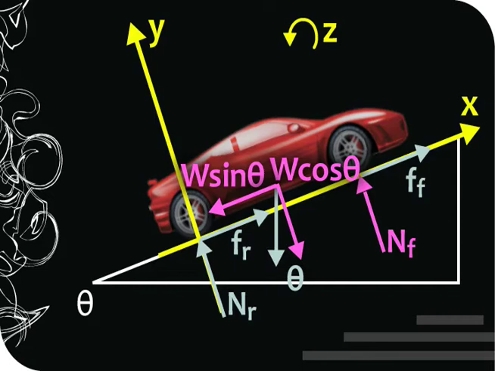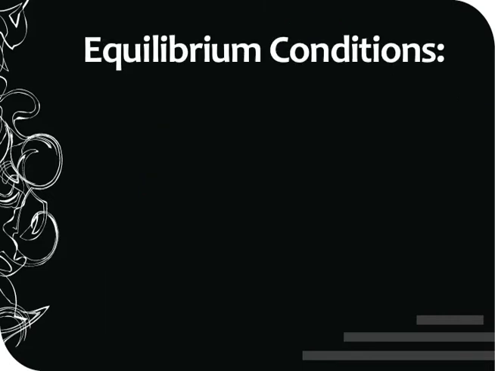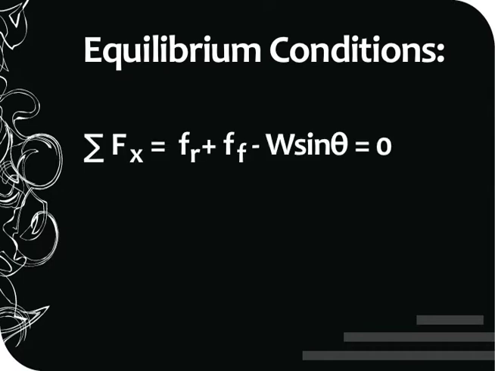Both friction forces and the rear normal force have lines of action that intersect the point about which we are taking our moments. Thus, they create no moment. Our equilibrium conditions yield the following equations.